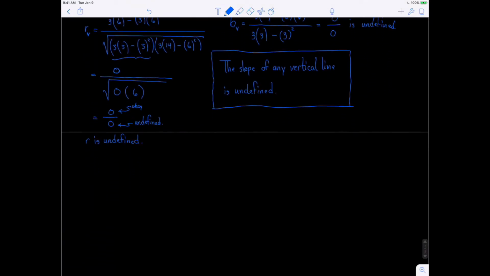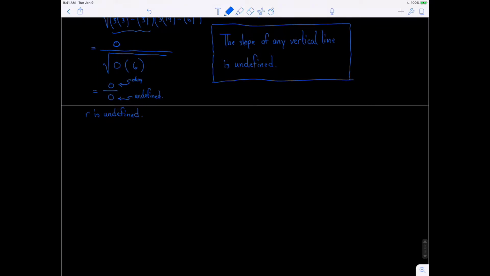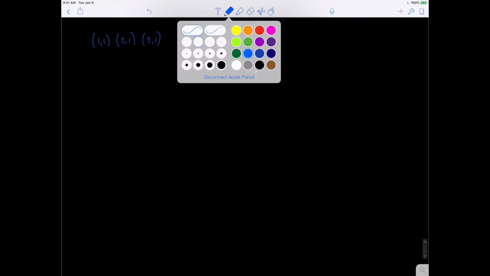We just found out that the slope of any vertical line is undefined. Well, in this video, let's take a look at another data set. So let's try another data set. This one we're going to try is, how about this? How about we go 1, 1, and then 1, 1. How about 2, 1, and finally 3, 1. So there's our data set, and we'll graph those in blue.